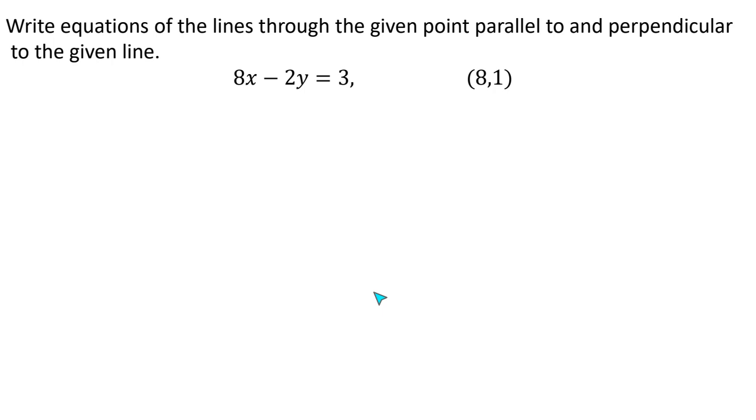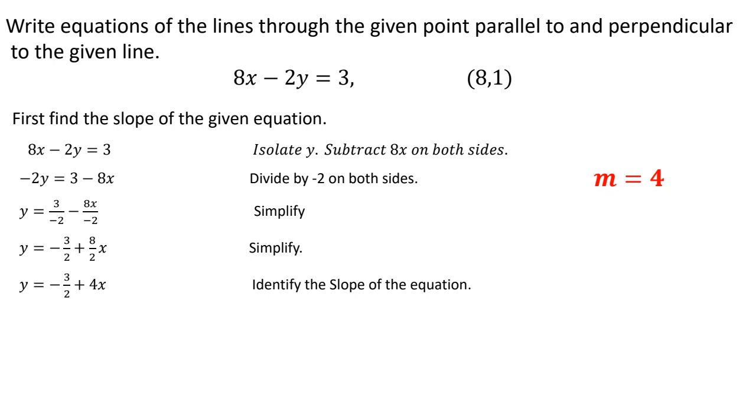Okay. This is still from chapter 1. Write the equations of the lines through the given point that's parallel and perpendicular. If I have this equation, the first thing I need to know is what is the slope of this equation. So we're going to go ahead and find the slope here. In order to find the slope, we want this to be written as y equals mx plus b.